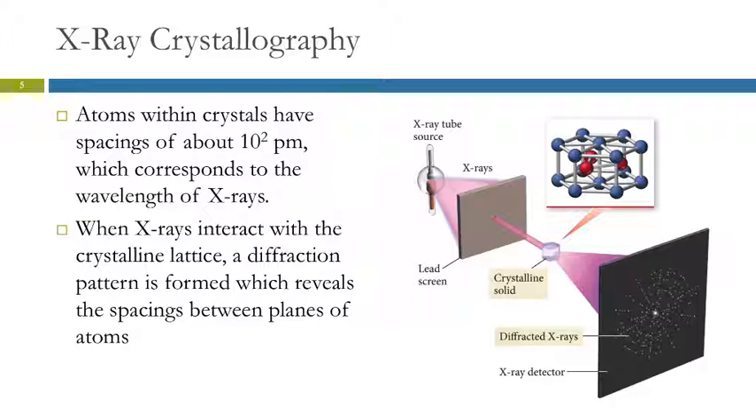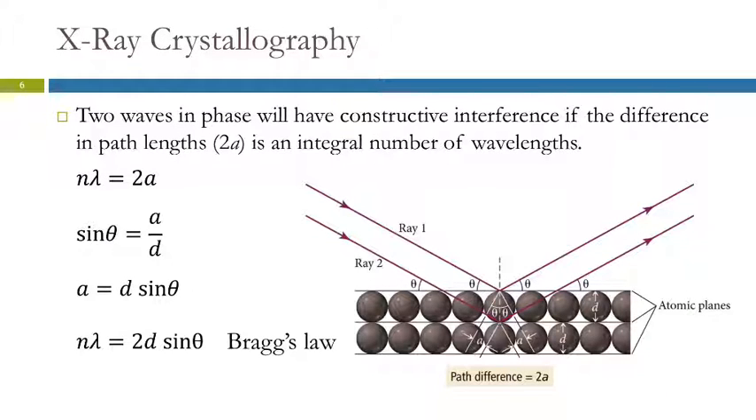Now, you can imagine that involves a fair amount of math, right? That's not something that you just set out to do one day. It's rather complicated, but it's really, really neat too. So we'll just look a little bit at how this works. 2 waves that are in phase, so these rays coming in are coming from the same source. They are in phase when they come in. They will have constructive interference if the difference in the path length is an integral number of wavelengths.